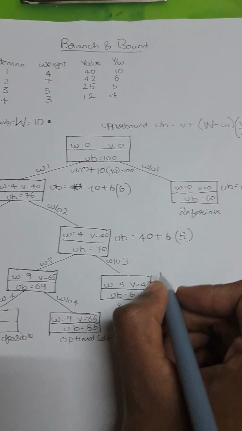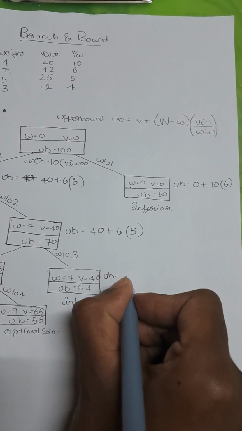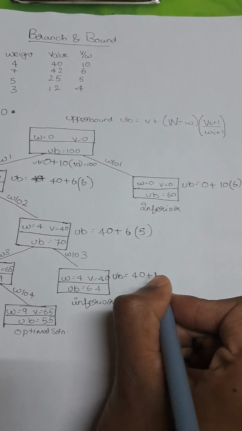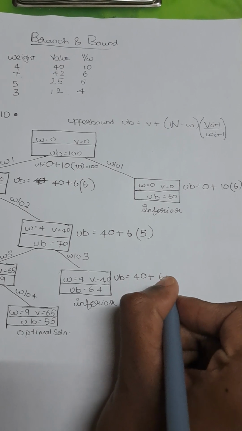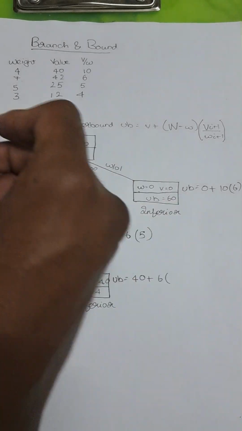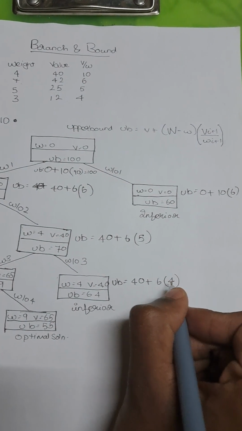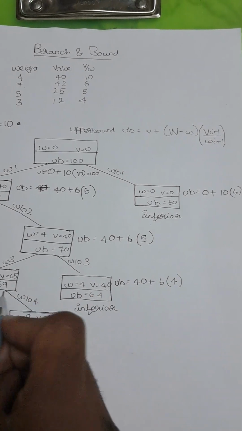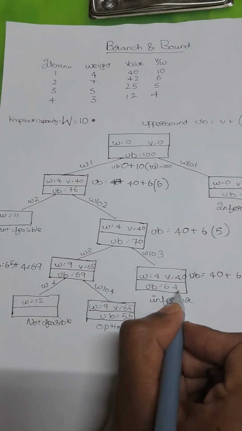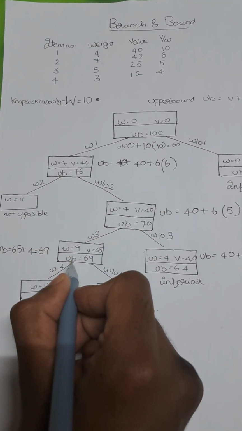And let's calculate. Upper bound is equal to 40 plus 10 minus 4 is equal to 6, into the value by weight, which is 4. 6 into 4, 24. 40 plus 24 becomes 64. Comparing these two, we have 69 here, 64 here. Since this is inferior, we'll ignore this case, and for with 3, we'll split it into with 4 and without 4.